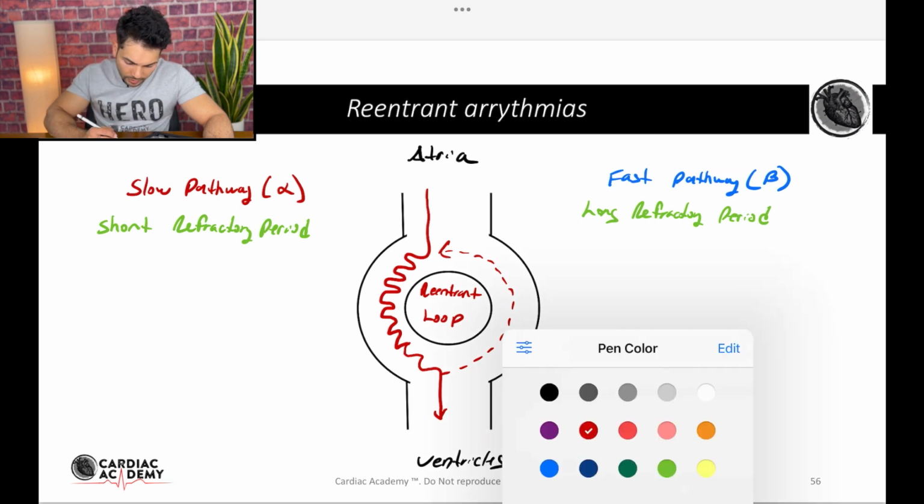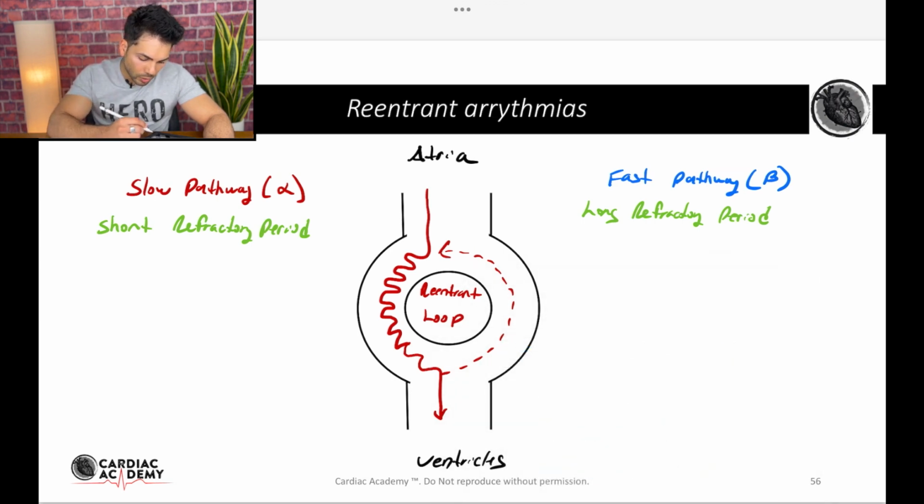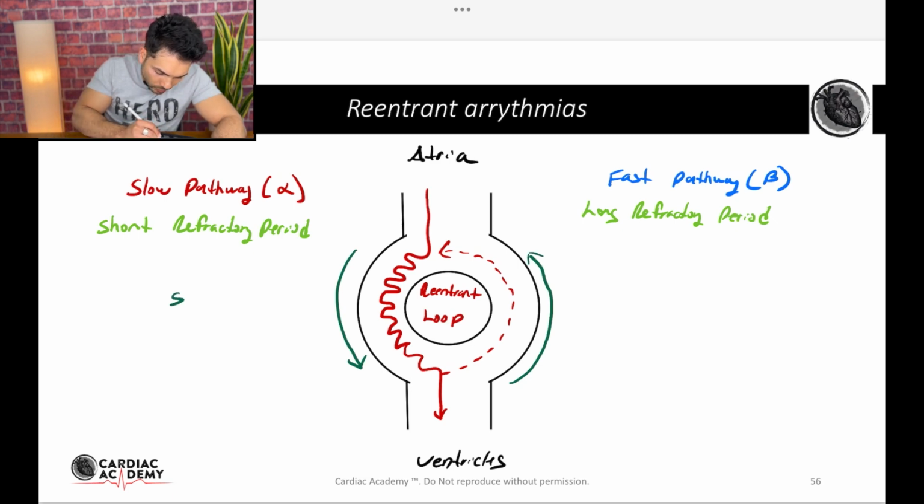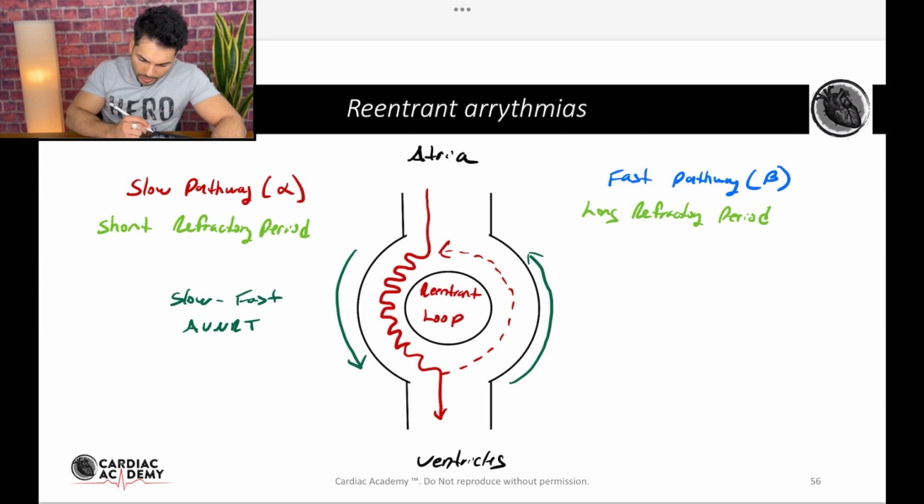So when we see this happening in this fashion, going down the slow pathway and up the fast pathway, it is called a slow-fast AVNRT, also known as an anterograde or typical AVNRT.